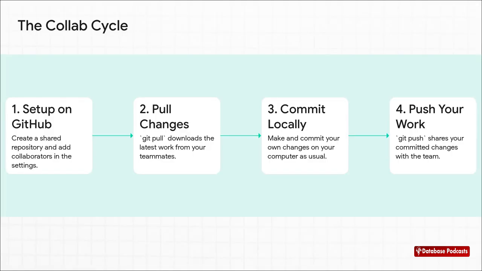And this all leads to the main rhythm of collaboration. You set up that central project on GitHub and add your teammates. Then, before you start working, you pull down any new changes they've made. After you've made your own commits locally, you push your work back up so everyone else can see it. It's just a cycle, pull and push. That's the heartbeat of collaboration in Git.